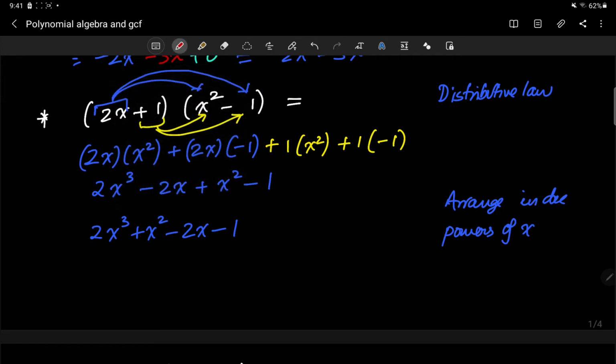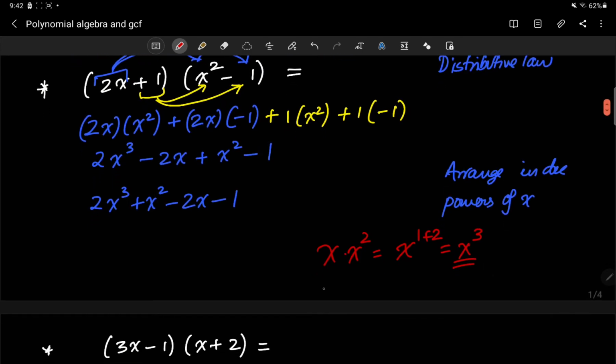So one thing that we used here is that x times x squared is x to the power 1 plus 2, which becomes x cubed. Think of it as numbers, right? So like 2 times 2 squared is actually 2 cubed, which is 8. And that's 2 times 4, which is also 8.